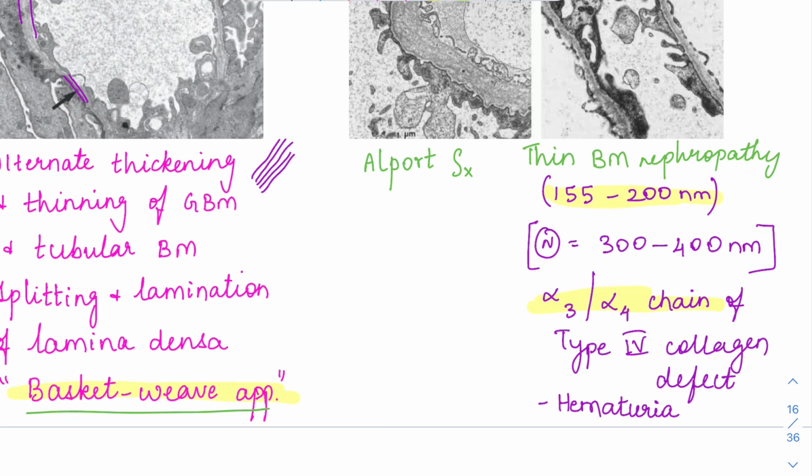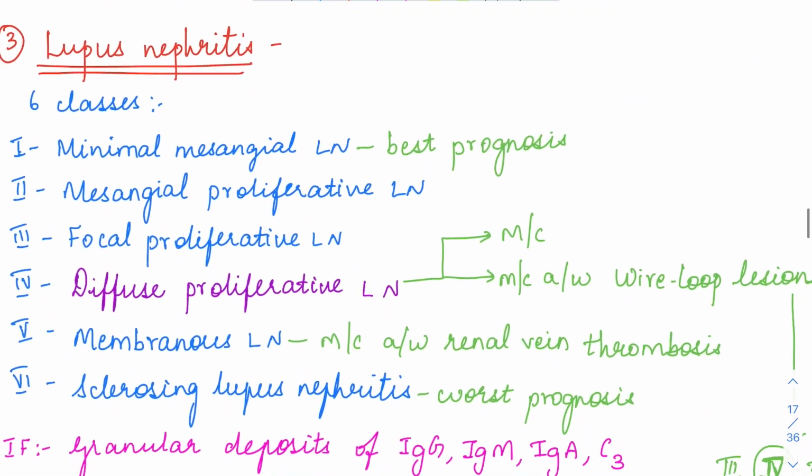So other than that, the only other disease in which we had a membranous kind of deposit was dense deposit disease, which was basically type 2 MPGN, in which the alternate complement pathway was activated.